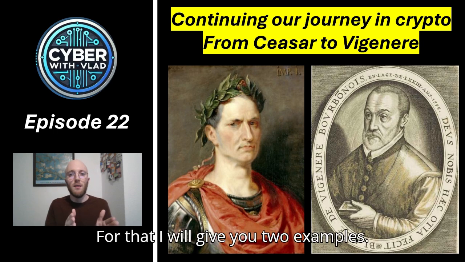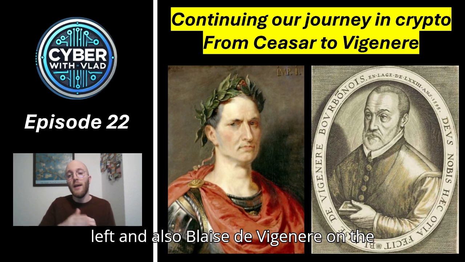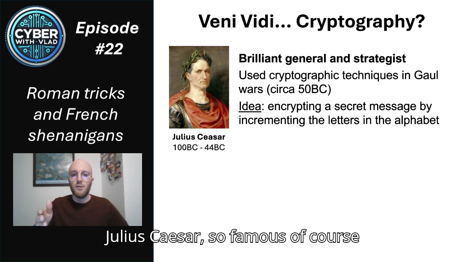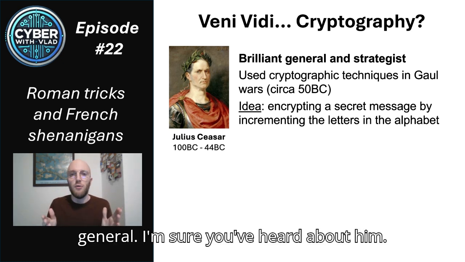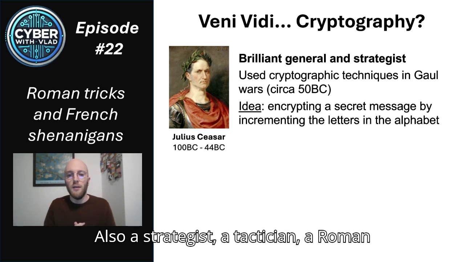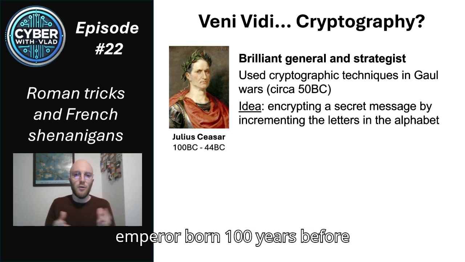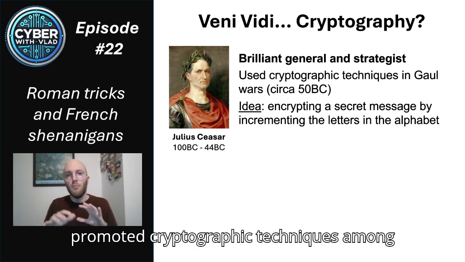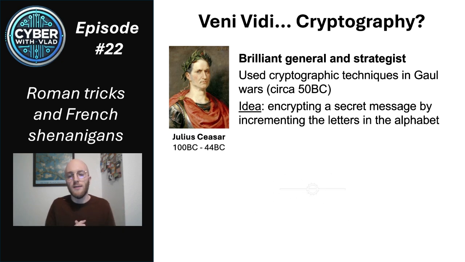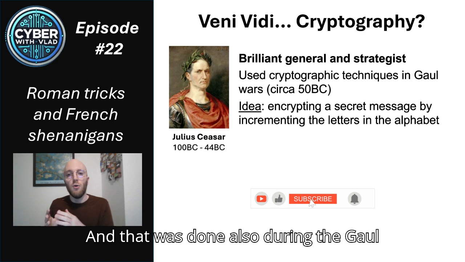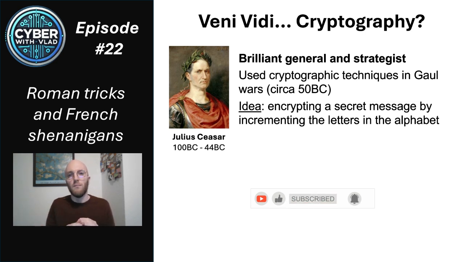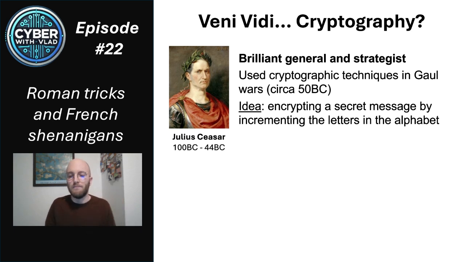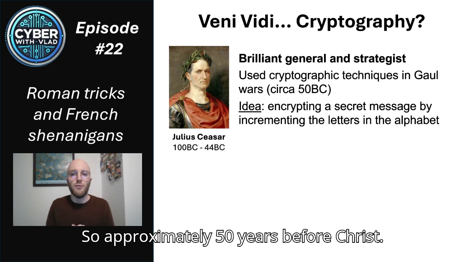For that, I will give you two examples. We'll talk about Julius Caesar on the left and also Blaise de Vigenère on the right. So, starting with Julius Caesar, so famous, of course, a general. I'm sure you've heard about him. Also a strategist, a tactician, a Roman emperor, born 100 years before Christ. And he really promoted cryptographic techniques among his generals, among the different armies. That was done also during the Gaul campaign, the Gallic Wars, at the time when Julius Caesar was trying to conquer what is today France, approximately 50 years before Christ.